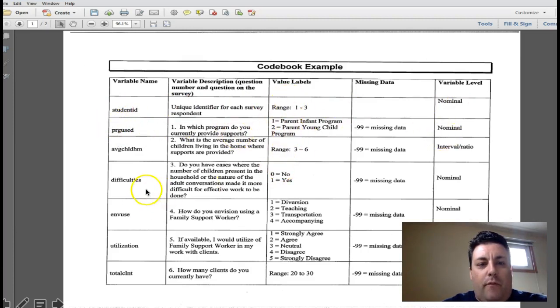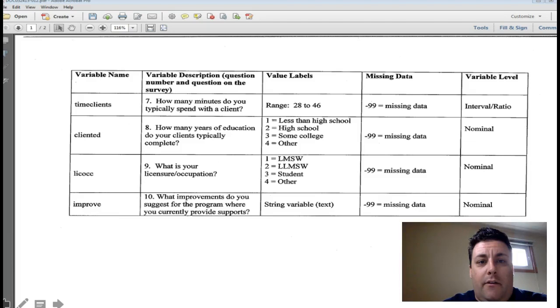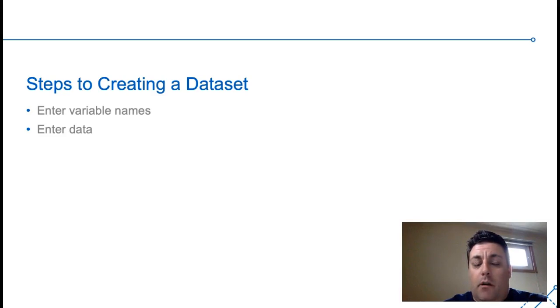So, for the difficulties variable, for example, we've got the variable name, we've got the number on the survey and the text, we've got what a 0 stands for and what a 1 stands for. Again, a 0 stands for no and a 1 stands for yes. We could specify a 99 or a negative 99 as the value for missing data. And again, this is the variable level of measurement. So we've just taken all of that information from the survey and put it here. And this would be the key to how we would interpret all of the information on a paper copy of the survey.